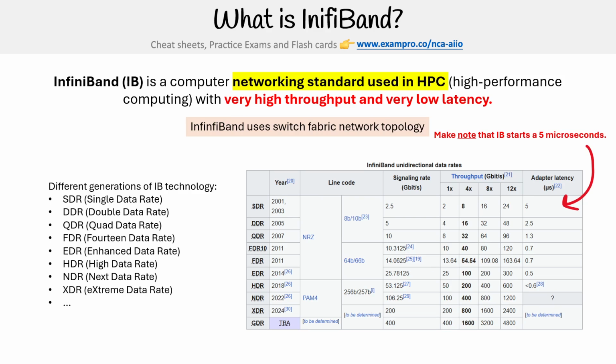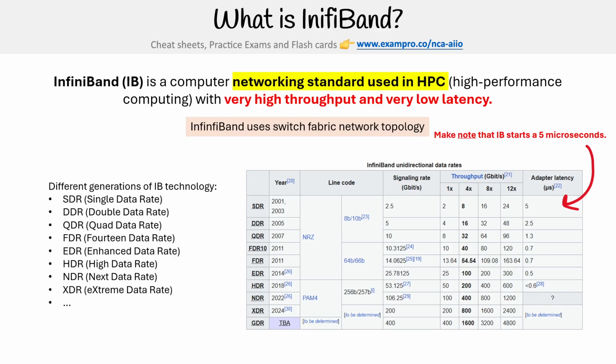It started out logical originally, like single, double, quad, but then they couldn't go with that naming convention anymore, so we get high and next. The ones that we really care about are HDR and NDR, because that's what's going to appear in your exam, mostly NDR, okay? That's what H100s are using, and so that's what we really want to focus on.